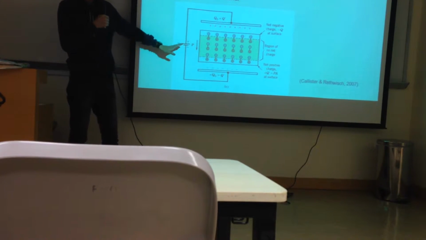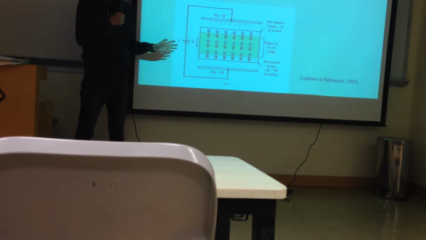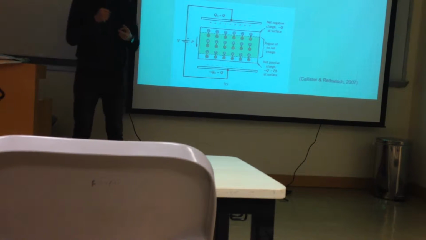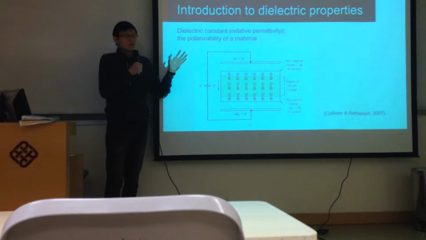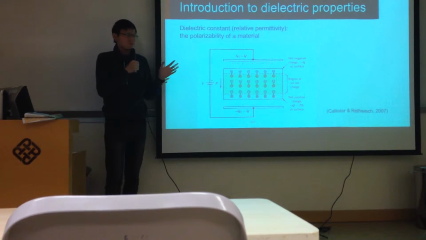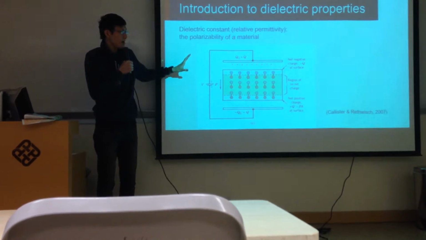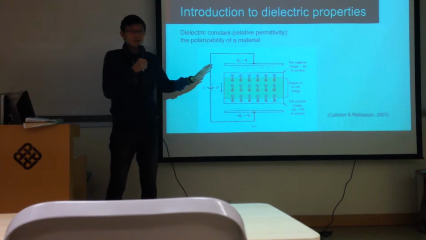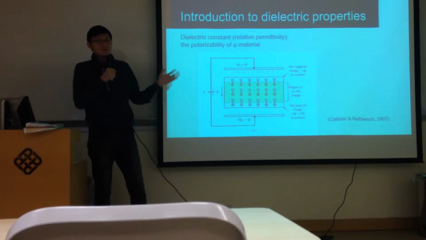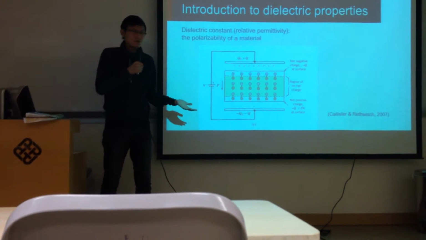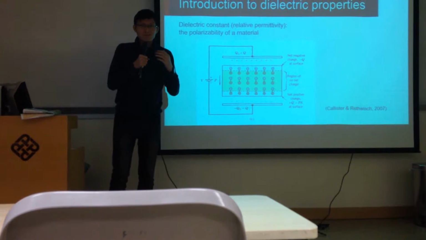So therefore, there will be an internal electric field inside the material from this direction to this direction, pointing upwards. So we can see that the direction of the two electric fields is actually opposite, which means that the strength of the outside electric field will be decreased by the internal electric field.